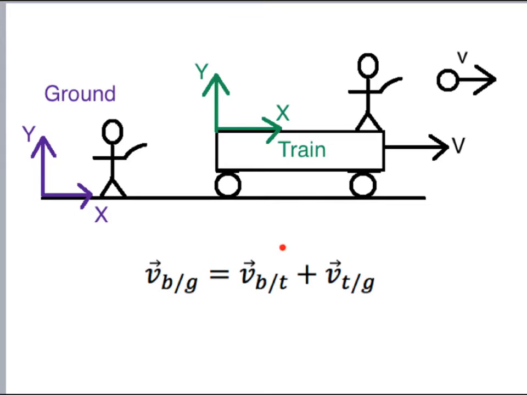That would be equal to the velocity of the ball relative to the train. Remember, the slash means relative, so this is the velocity of the ball relative to the train. In other words, the velocity of the ball as measured from this green coordinate system that's glued onto the train and moving with the train, plus the velocity of the train as measured from the ground. So that would be the velocity of the train relative to the ground. So again, the whole thing, the velocity of the ball relative to the ground over here is equal to the velocity of the ball relative to the train plus the velocity of the train relative to the ground.